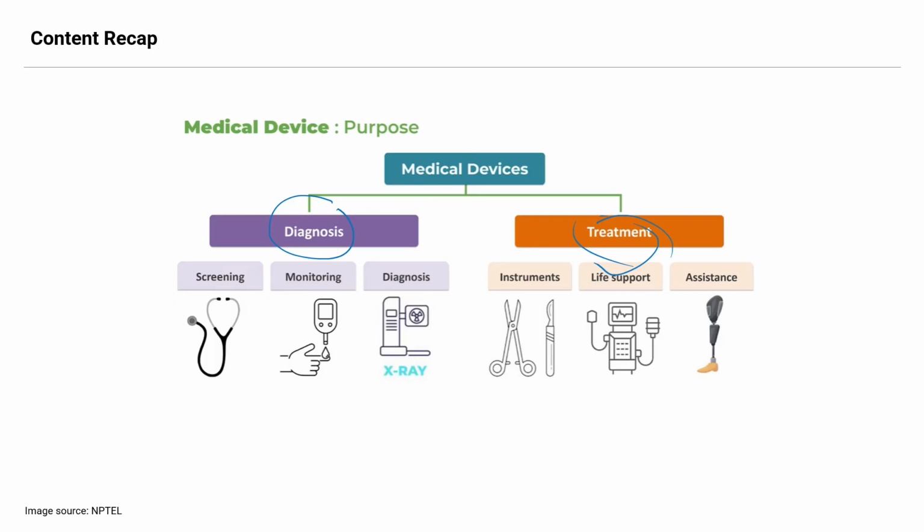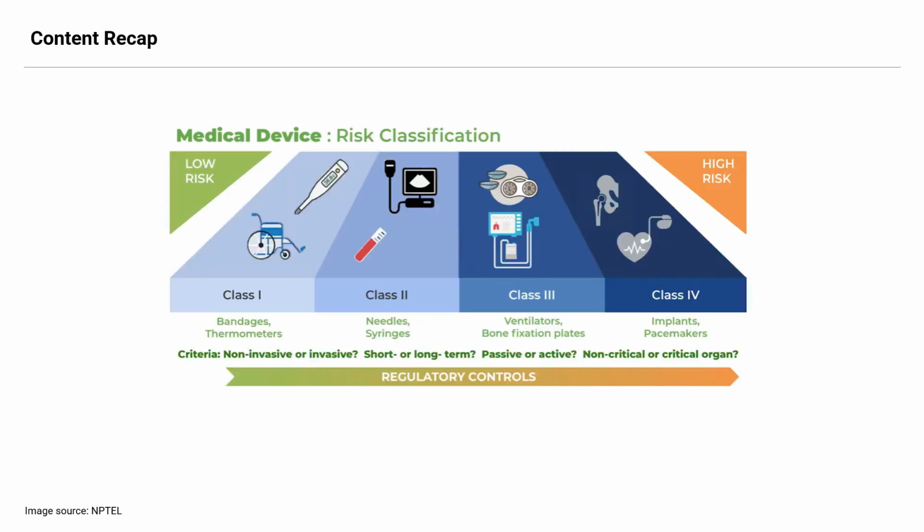The diagnostic ones include screening devices, monitoring devices, and diagnostic devices. The treatment ones include surgical instruments, life support like ventilators, and then assistance like prosthetics. If you have damage to one of the limbs, you can have a prosthesis and exoskeletons as well.